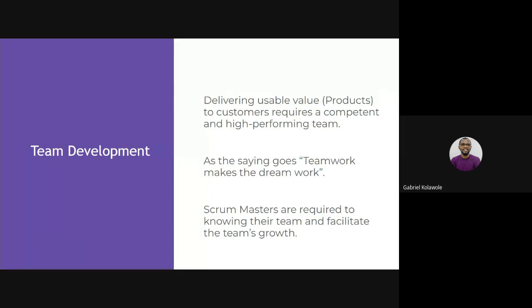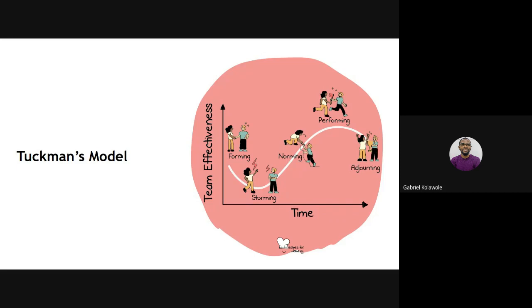You understand? So how does this team grow? How do they work together without friction? Scrum Masters are required to know their team and facilitate their team's growth. So I'll be focusing on what I call the Tuckman model. If we see this graph here, it talks about how effectiveness flows with time. So two things are very important here for a team to grow.